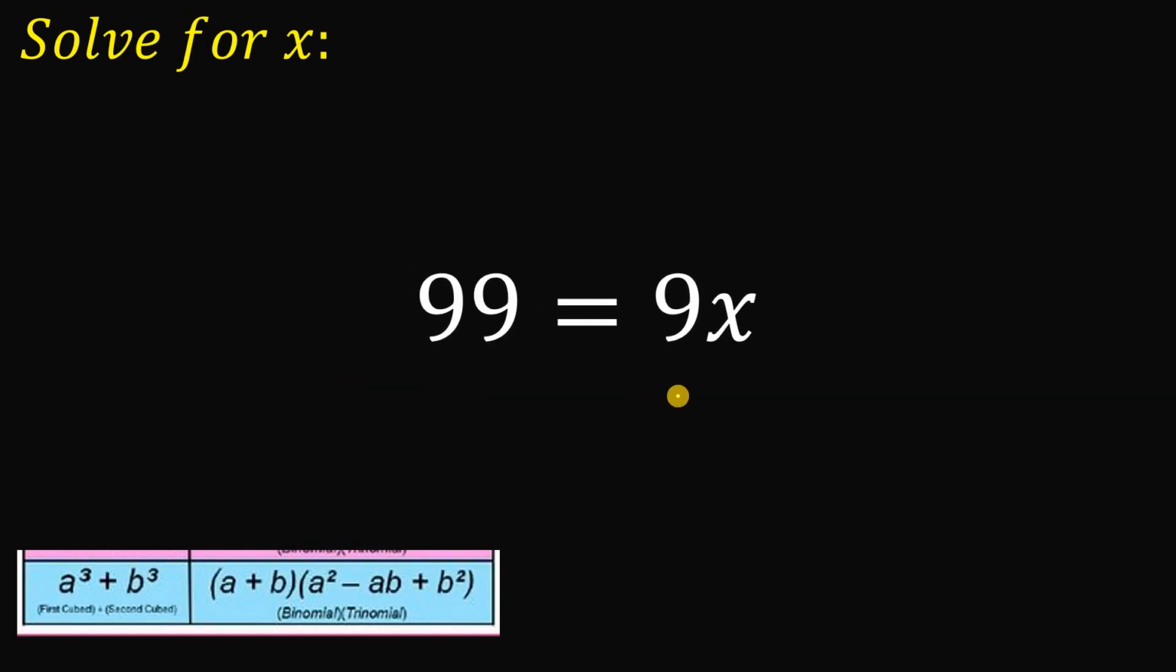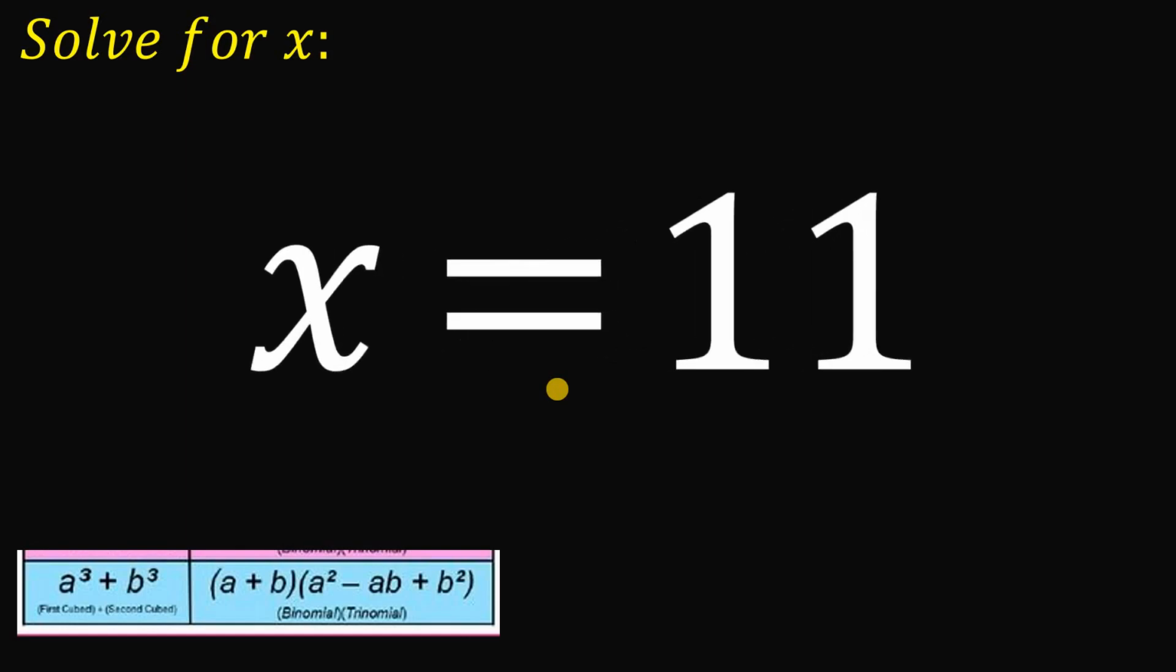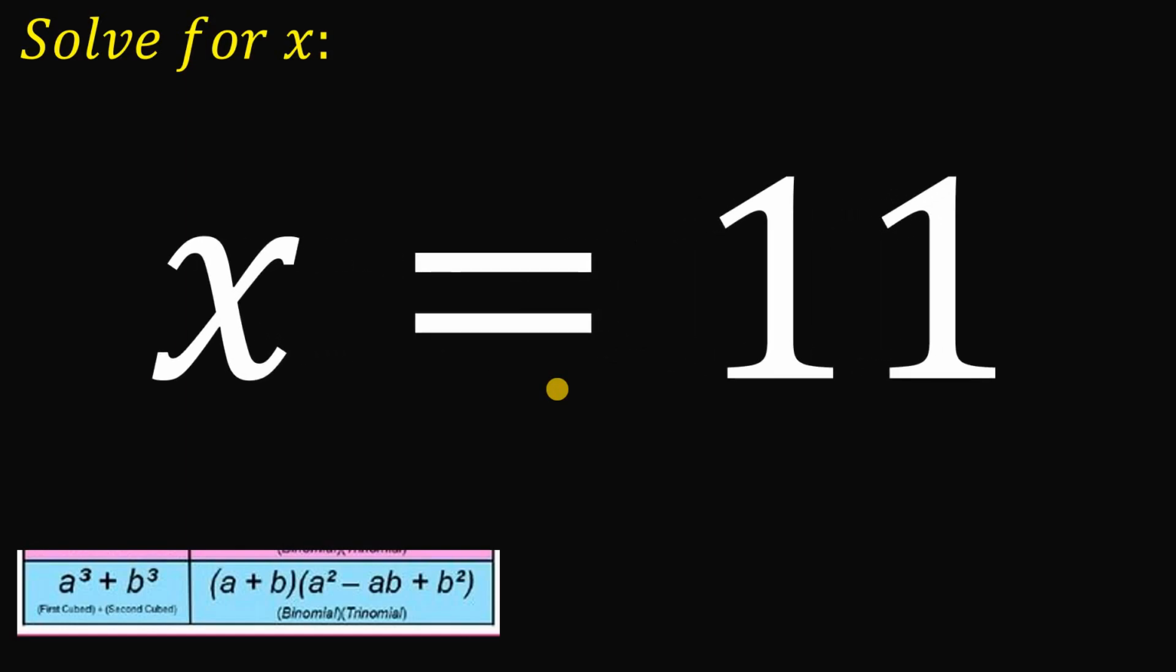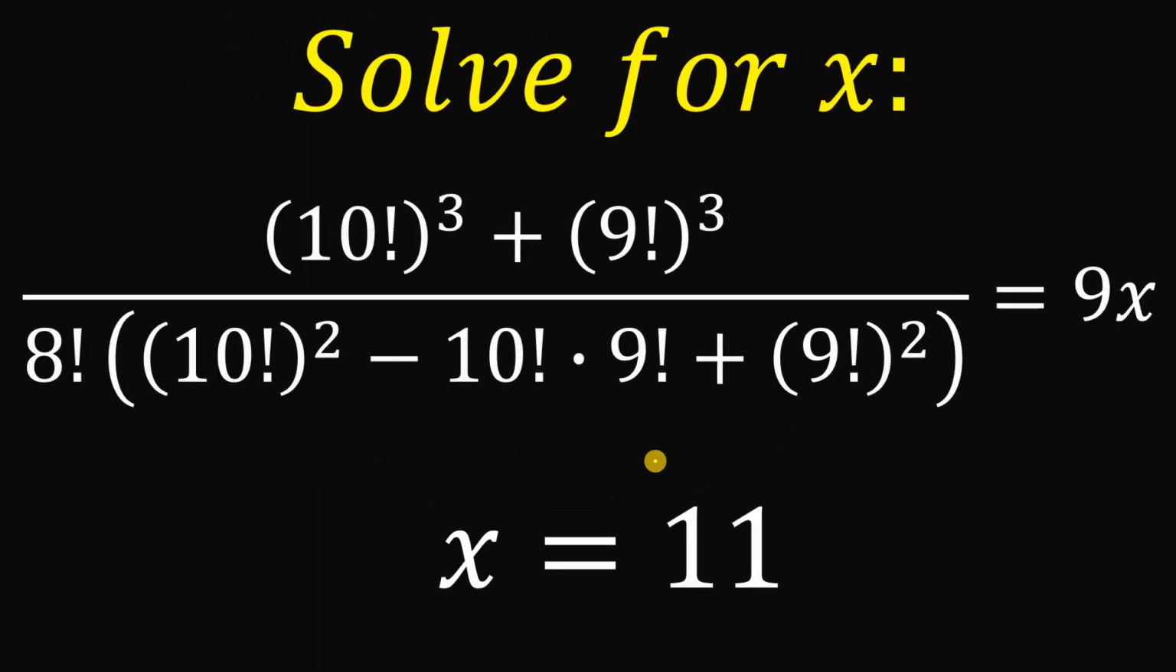And to solve for the value of x, divide both sides by 9. And 99 divided by 9 is just 11. And that is the value of x. Therefore, given this equation, the value of x that satisfies this equation must be equal to 11. And as always, we are done.